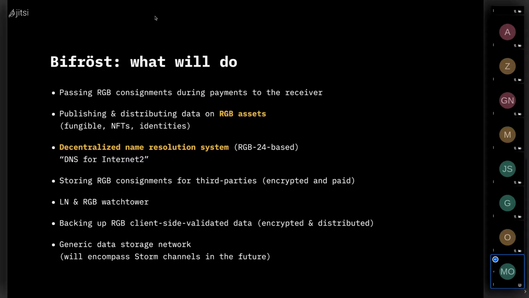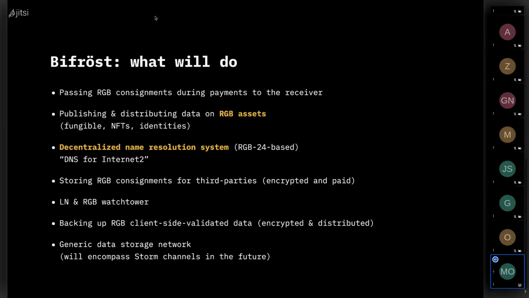Finally, you need to back up the encrypted form of client-side validated data, and you can use Bifrost for that. And you don't even need to introduce a new protocol, because what you are doing is you take your RGB stash, you split it into small blocks as a form of RGB container, and you pay with Lightspeed for the storage of this data in a distributed way. So this can be a data storage network. And why only RGB stashes? You can do that for generic data storage.